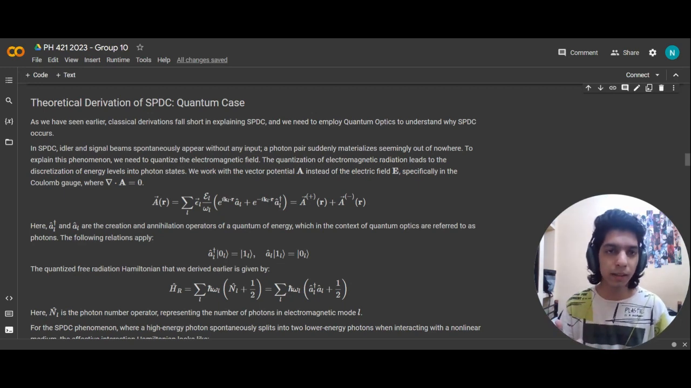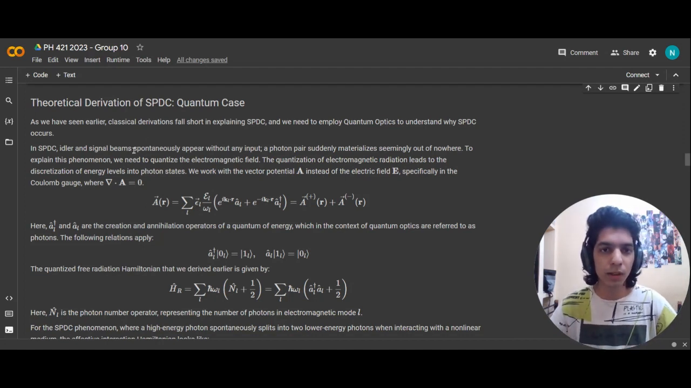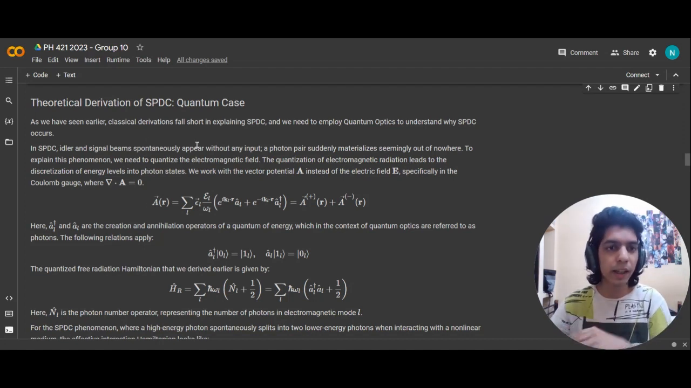So in the classical case, in difference frequency generation, along with a strong pump, we were also giving a signal at the input. But if that signal was zero, then everything just became zero and it couldn't explain this SPDC phenomenon. So now we have to rely on quantum optics to explain this phenomenon. In SPDC, the idler and the signal beams spontaneously appear without any input. They just appear directly, and the pump beam just disappears directly.